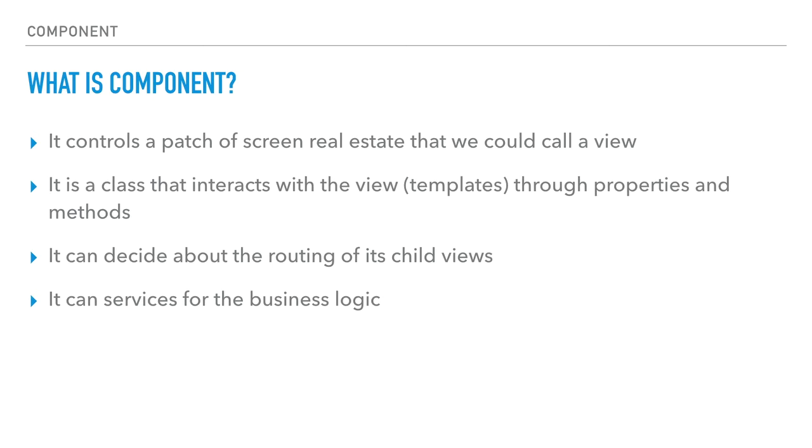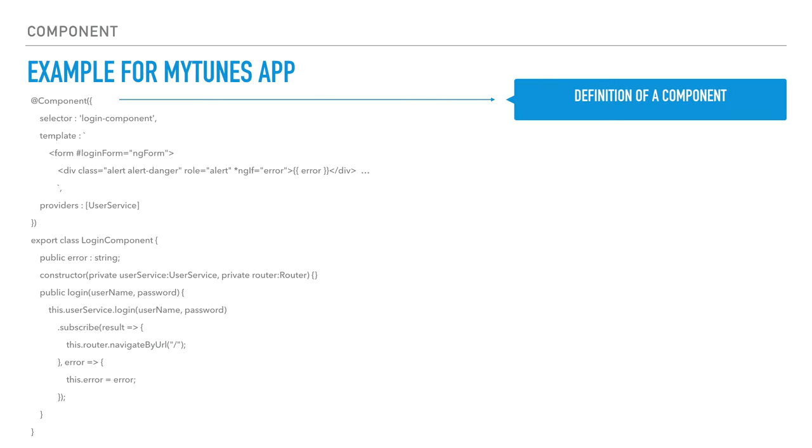Okay, so how does a component look in Angular 2? First of all, when we see the at symbol in Angular 2, we know that this is a decorator. A decorator will modify an ES6 class or a TypeScript class, as we can see in this example. So we have a decorator that defines: this is our component. This is the first line.